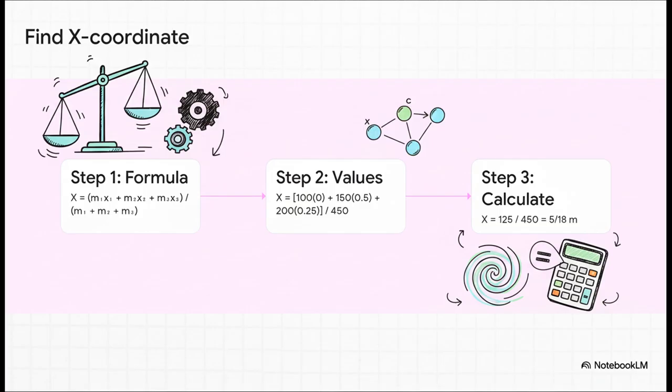We're going to use our weighted average formula. So, step 1, write down the formula. Now for step 2, we just plug in the values. Mass 1 times its x-coordinate, plus mass 2 times its x-coordinate, plus mass 3 times its x-coordinate, all of that divided by the total mass. Do a little bit of simple calculation in step 3, and boom, we get our x-coordinate, 5/18 meters.